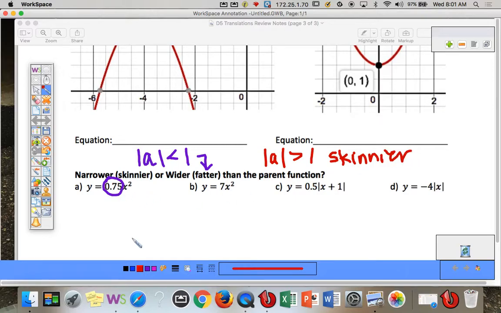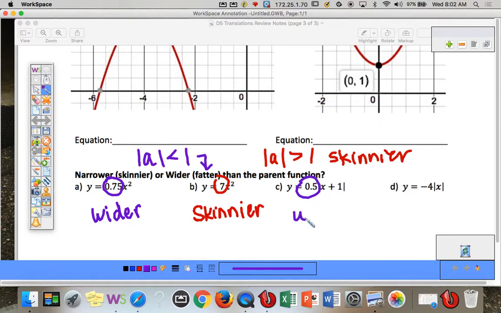Okay, so this number is less than 1, so this is going to be wider. This is 0.75, so 3/4, up 3 over 4. This one right here, 7, is going to be skinnier than the original, much steeper slope. The 0.5 is less than 1, it's going to be wider. And the -4 is going to be skinnier. It will also be upside down.